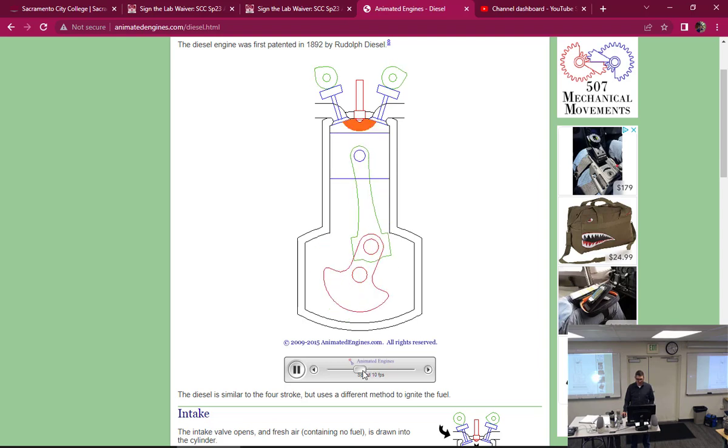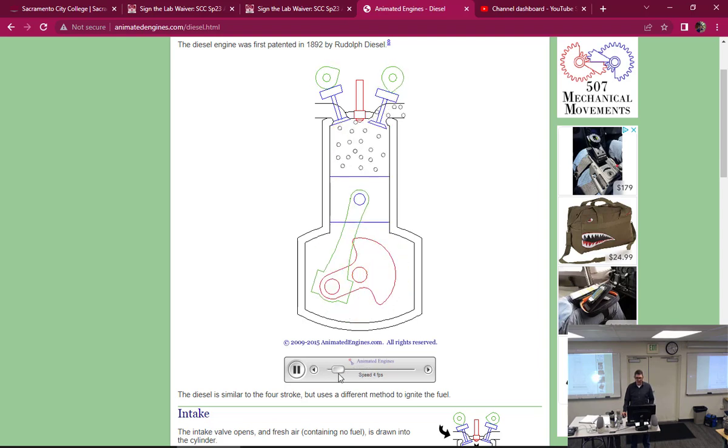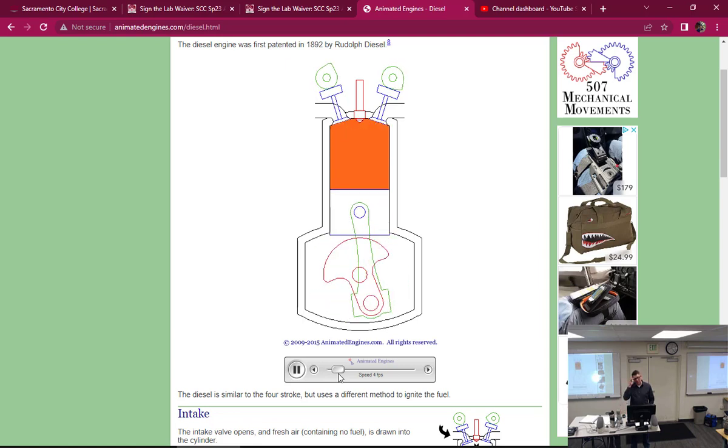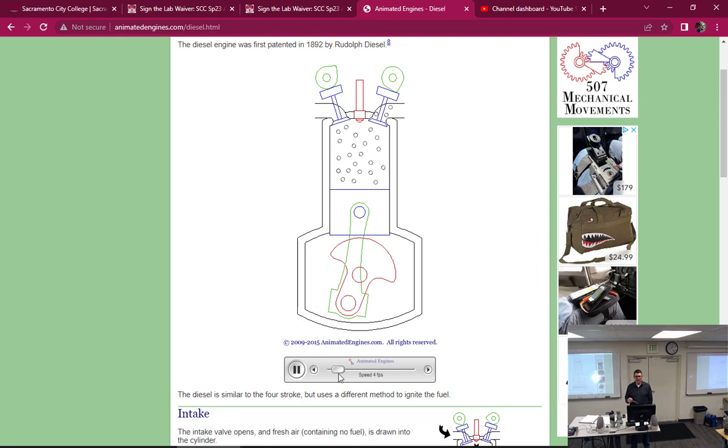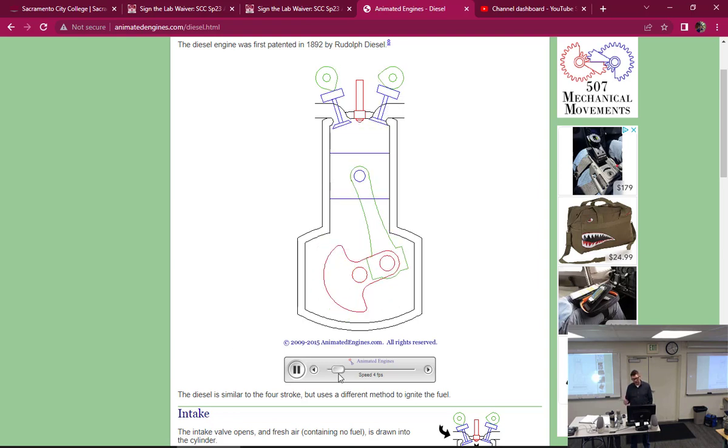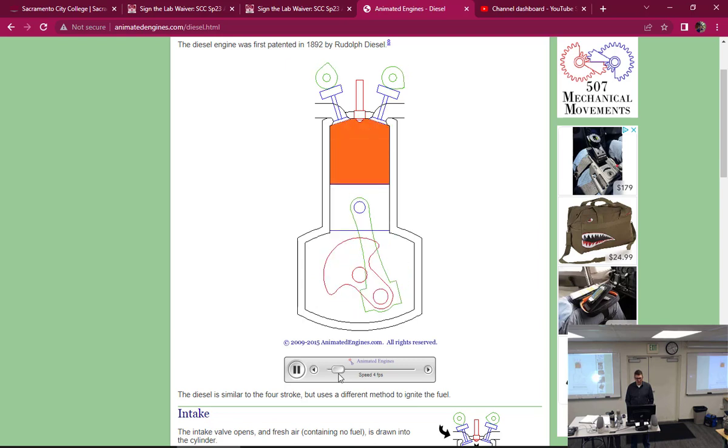Slow it down: intake, compression, compression ignition. There's no ignition, it just compresses the fuel to the point where it lights off by itself. Exhaust, power. So intake, compression, ignition, power, exhaust. So it's 4 strokes. The ignition event is not done by a spark plug. It is done by the heat of compression igniting the fuel, and therefore there it goes. So that is really the only major thing about that.